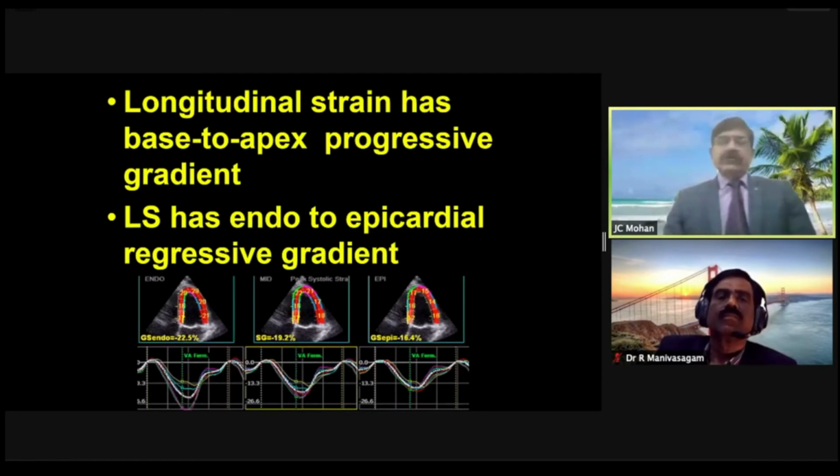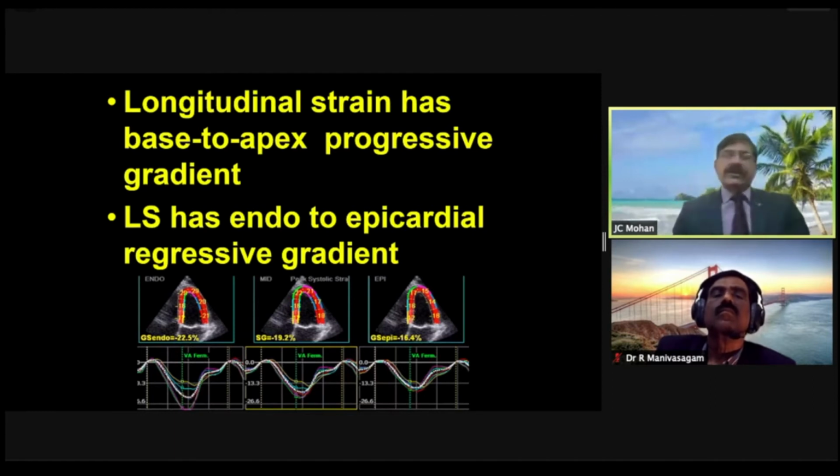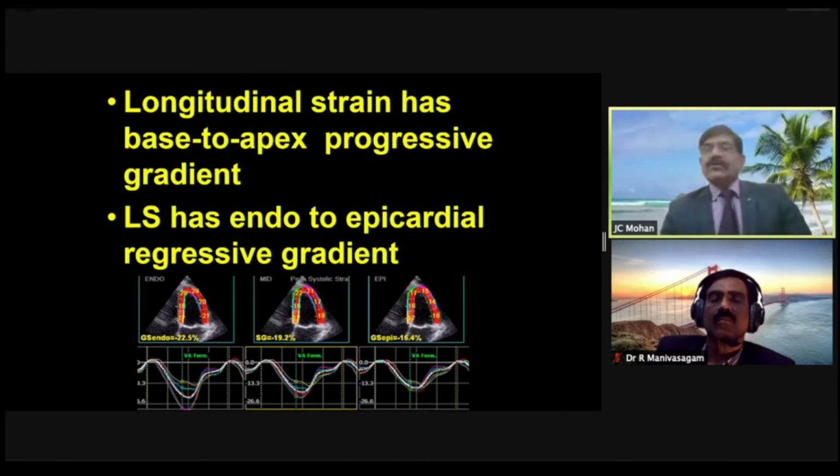We also learned a few things. Longitudinal strain has a base to apex progressive gradient. As you move from base to apex, the regional strain increases. We also learned that longitudinal strain has an endo to epicardial regressive gradient. As you move from endocardium to epicardium, the strain decreases. So don't go to the pericardium, because there the strain will be markedly low and you will mistakenly assess reduced longitudinal strain.